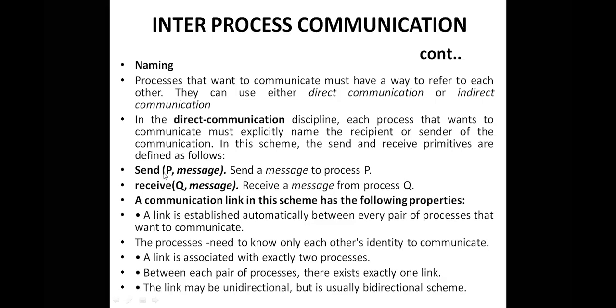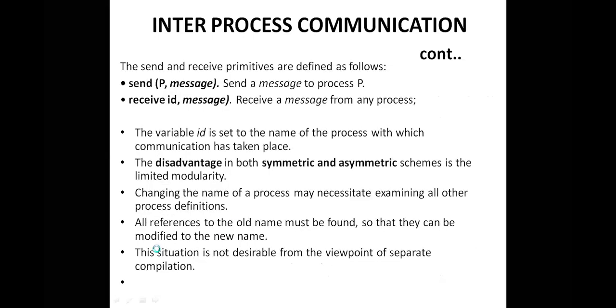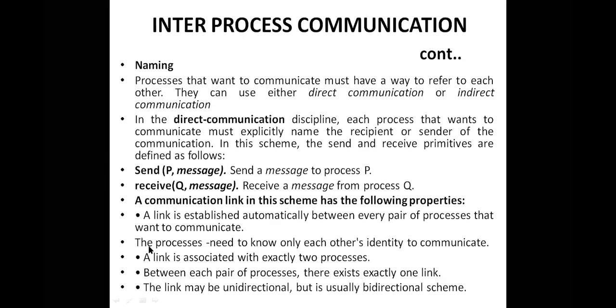In order to make send and receive possible, there should be some communication link between P and Q. If the two processes are willing to exchange information or use the send and receive primitives, there should be a communication link. The link should have some properties. The direct communication link has some properties.